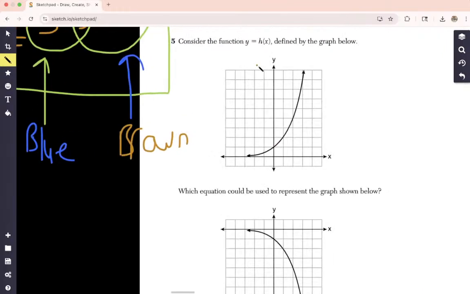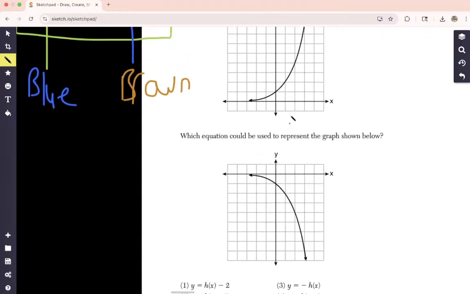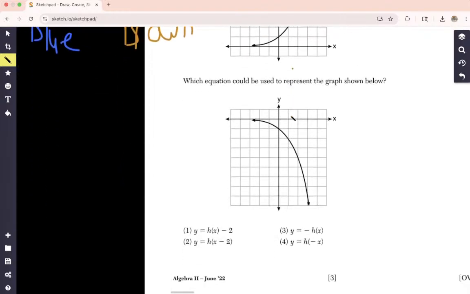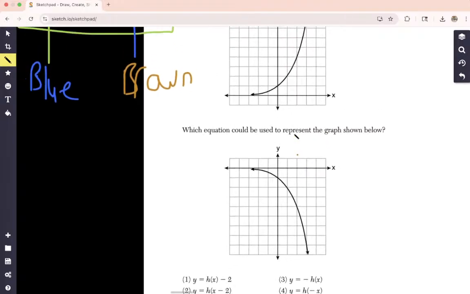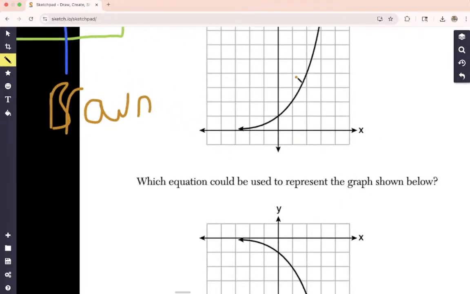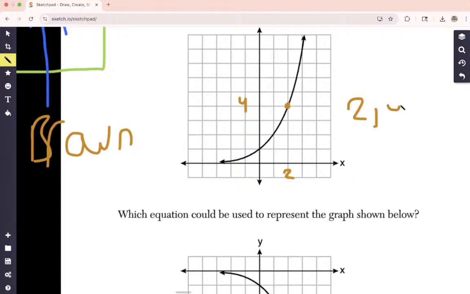Consider the function defined by the graph. Which equation can be used to represent the graph below? Alright, so let's just pick this point right over here. This point looks like 2, and then go 1, 2, 3, 4. So this point right over here is (2, 4).